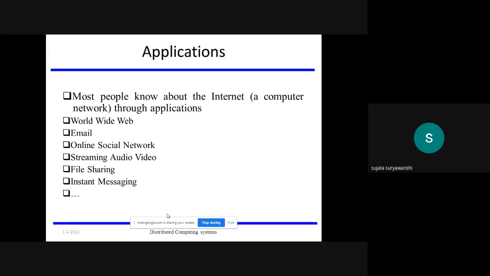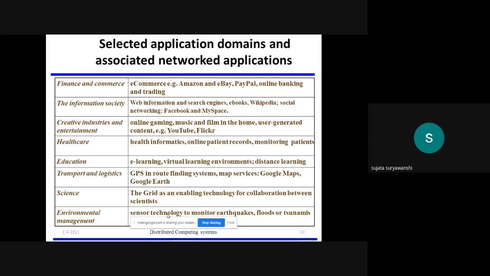Before this, we'll see the different applications of distributed systems. Most people know about the internet. As I told, the internet is a very popular and very important application of distributed systems. World Wide Web, email, online social networks, streaming online video, file sharing, instant messaging. These are the different tasks that can be performed using the internet. While we are using the internet, we can perform any different task over the network.